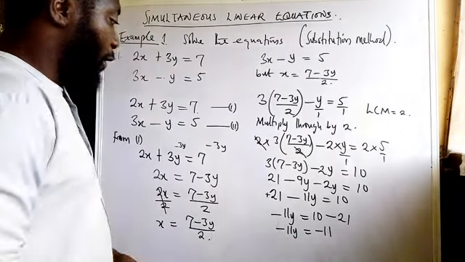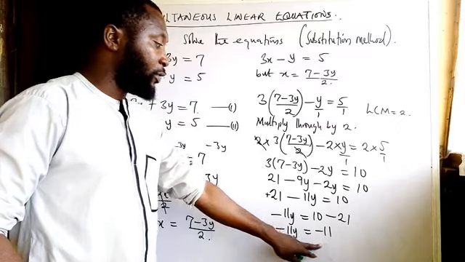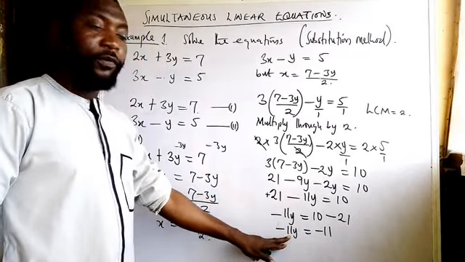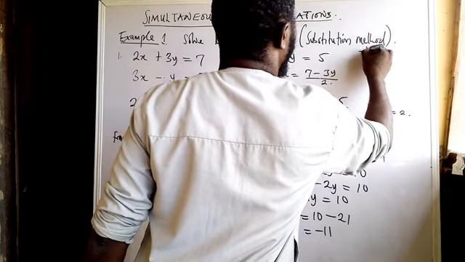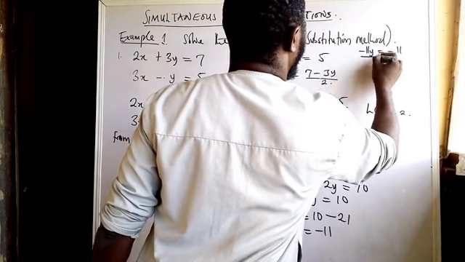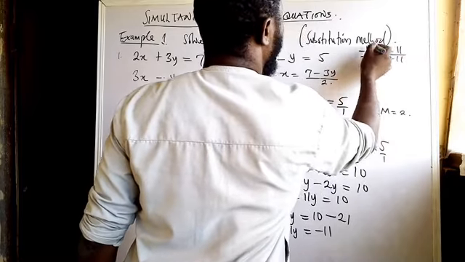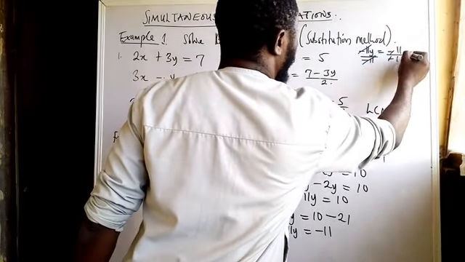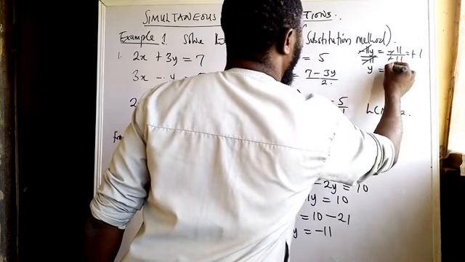Now to get the value of our y, what do we need to do? So we divide both sides by the coefficient of y. So now we have minus 11y equals minus 11, divided by minus 11 on both sides. This negative 11 will cancel out. Minus divided by minus, that is plus. 11 divided by 11, that is 1. So y equals 1, positive 1.